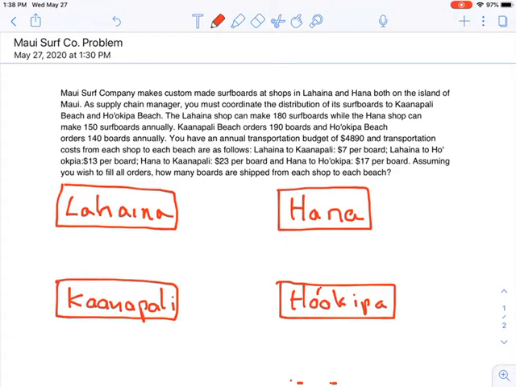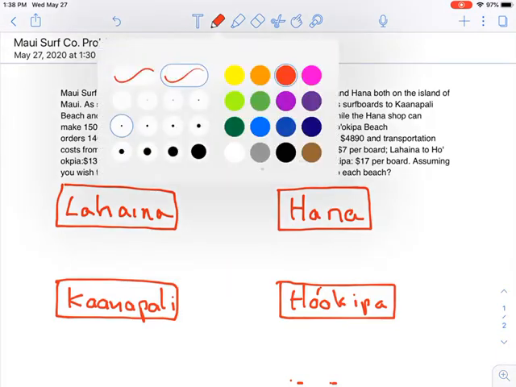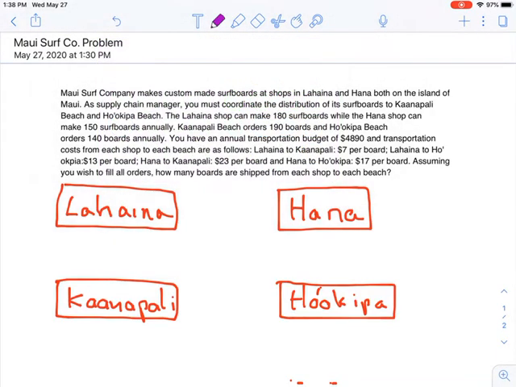And so I've already started the diagram here. We know that we have some surfboards going from Lahaina to Kaanapali. I'm going to switch colors here, we'll do this in purple. Let's say that the number of surfboards shipped from here to here is X. And the number of surfboards going from Lahaina over to Hukipa, let's let that be equal to Y.